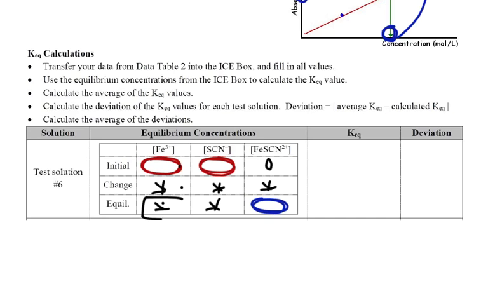And it turns out these are the three values that you're going to put into your Keq expression and come up with a value for Keq. You'll do that for solutions 6, 7, 8, 9, 10, and then following directions figure out what is the deviation in that data, because hopefully those values come out to be very, very close because they're constants, the Keq constant. And then you can go on and work on the questions. Good luck.